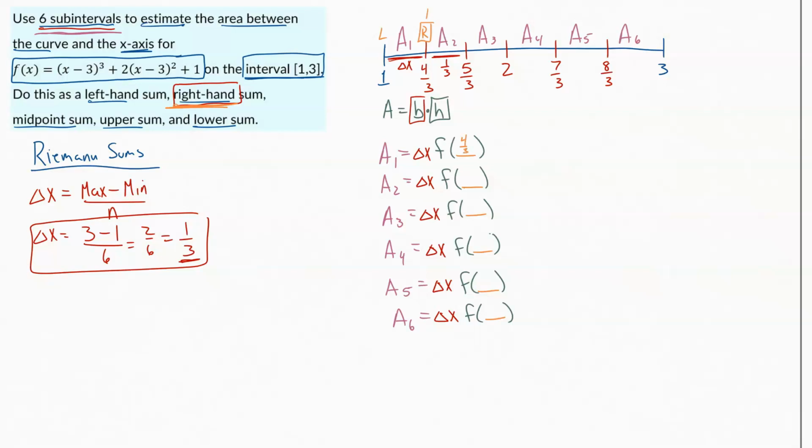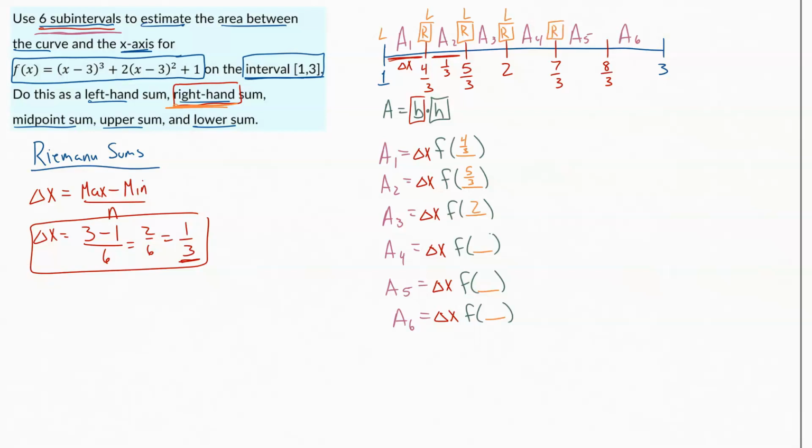On A2, you play the same game. You've got a left endpoint and a right endpoint. You want the right endpoint, so you would plug in 5/3. On A3, same game. Left endpoint, right endpoint. You want the right endpoint. That would be 2. On A4, we're looking at left endpoint, right endpoint.